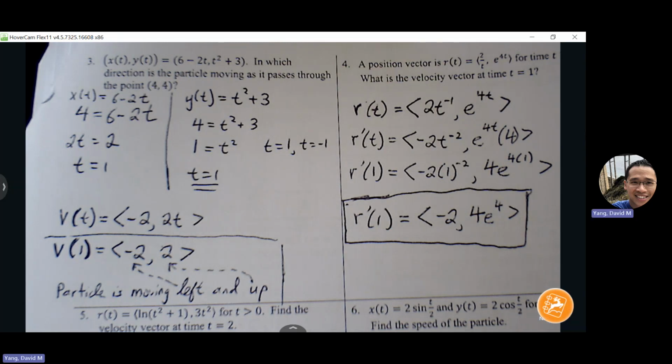So here, for number 3, we figure out the T value where the particle is going to pass through that point. Because there's an agreement between the X and Y components, we know that the velocity is only going to be at T equals 1. They have to agree, right? They have to agree.